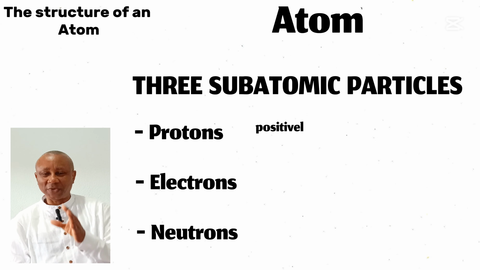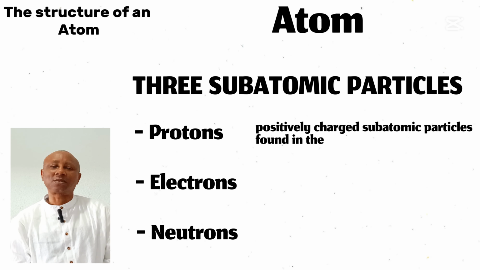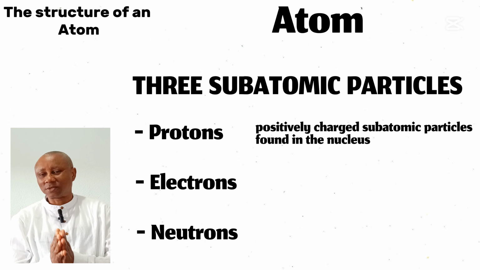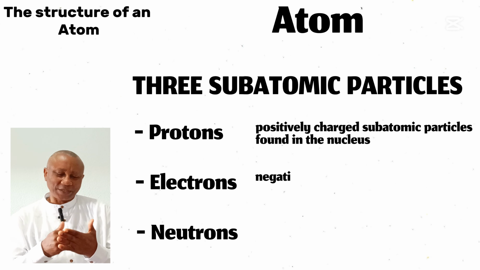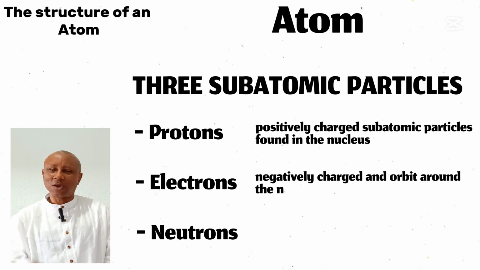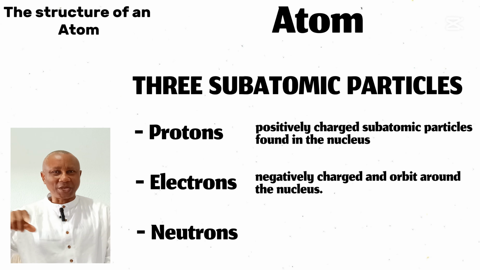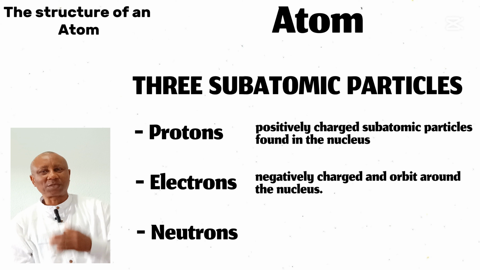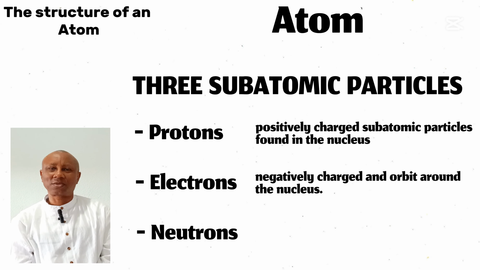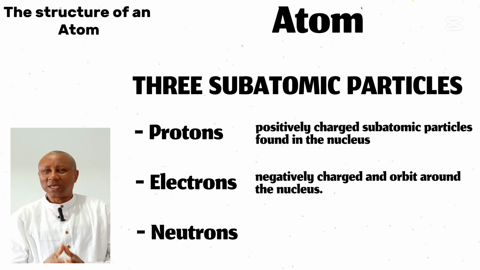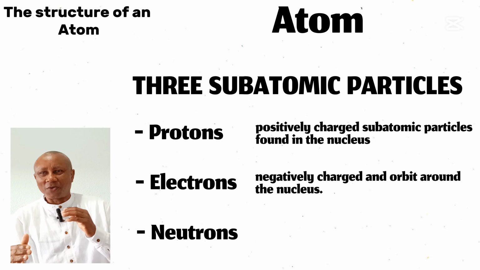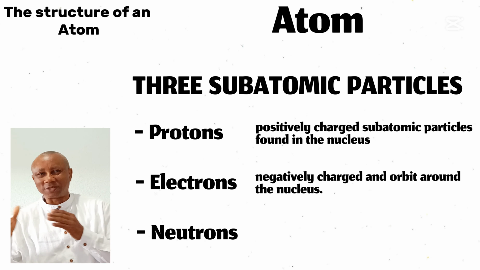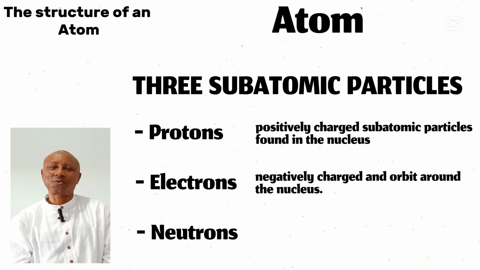Protons are positively charged subatomic particles found in the nucleus. Protons determine the elements. Electrons are negatively charged and they orbit, they revolve around the nucleus. They are responsible for chemical reactions. What's the meaning of that? Chemical reactions involve the gain and loss of electrons.